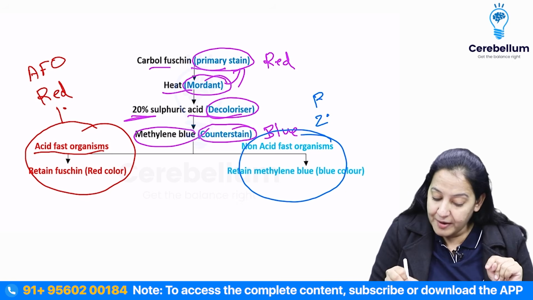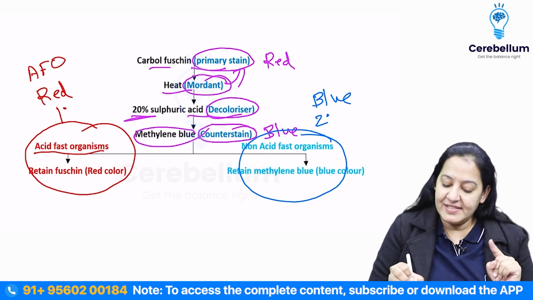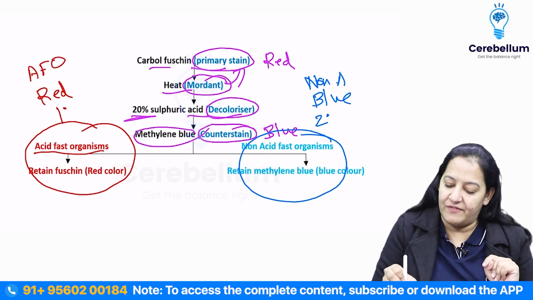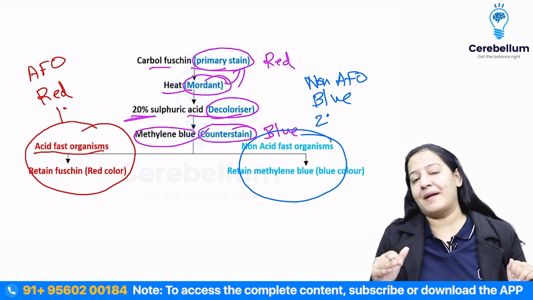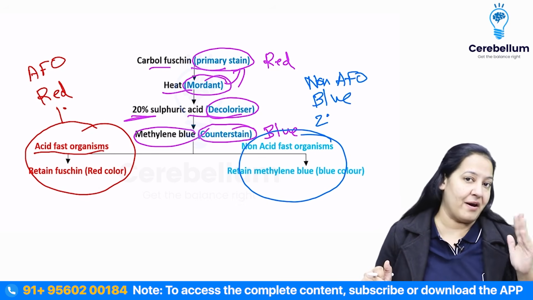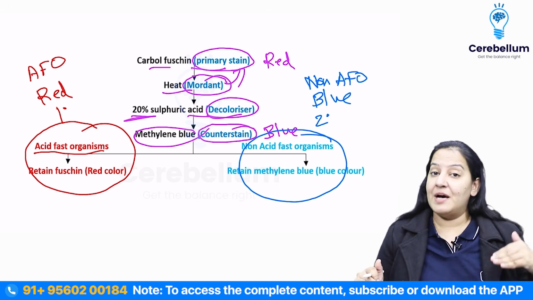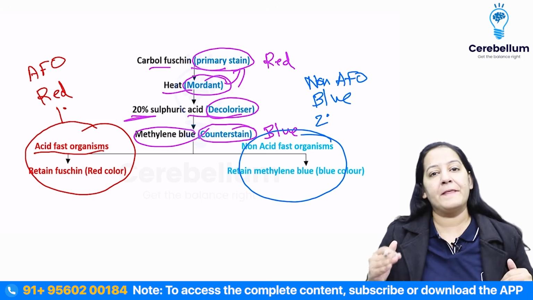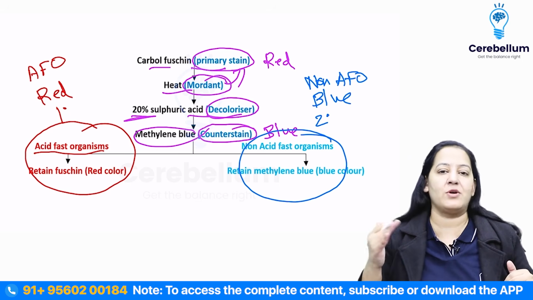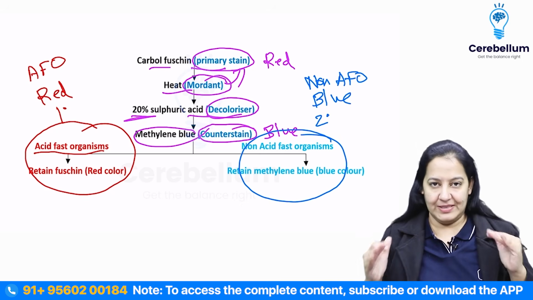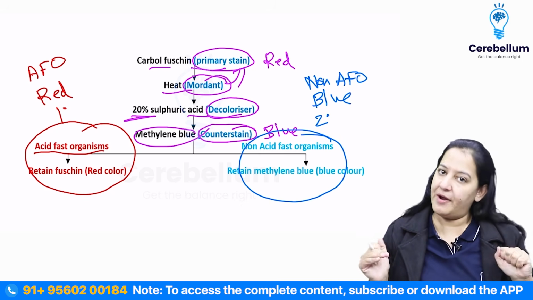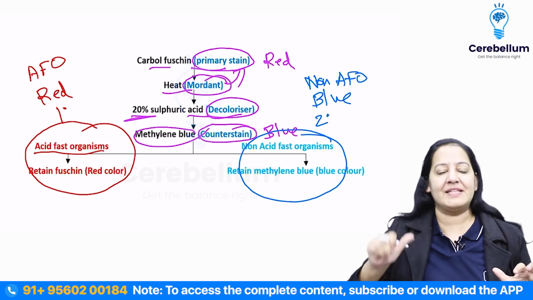That is, they are blue in color, and these are known as non-acid fast organisms. So some bacteria are retaining the primary stain and some bacteria are retaining the secondary stain. So some are red, some are blue. That is, some are acid fast organisms, some are non-acid fast organisms. You may be thinking why there is a difference. Why is there a difference in the two types of bacteria? Why are some retaining the primary stain and why are some retaining the secondary stain?